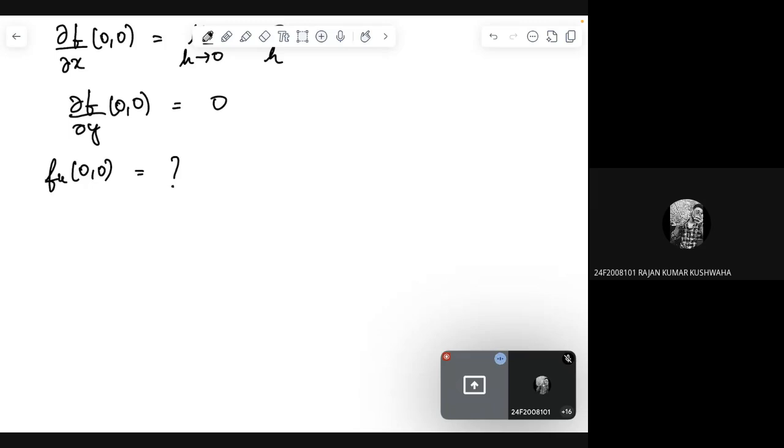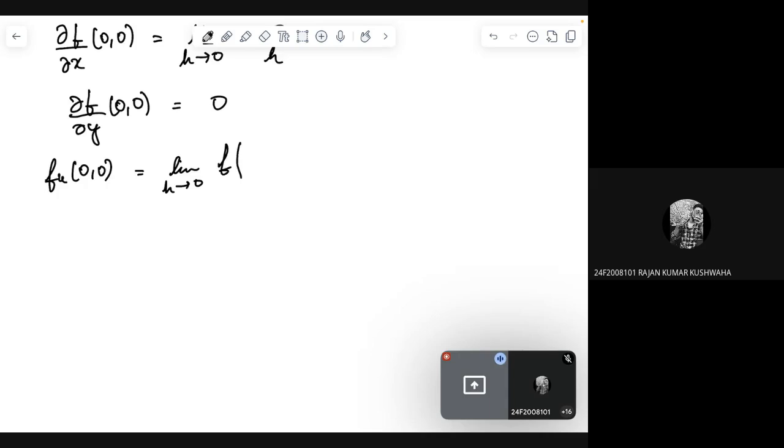So f_u(0,0) will be the limit as h tends to 0 of... So what is u here? What am I taking u here? What is u? Unit vector. Yes, the unit vector.